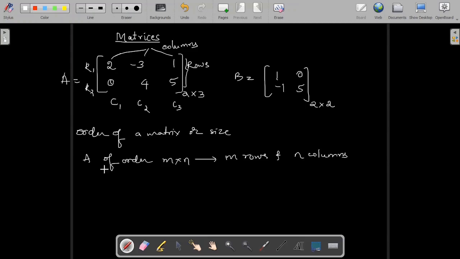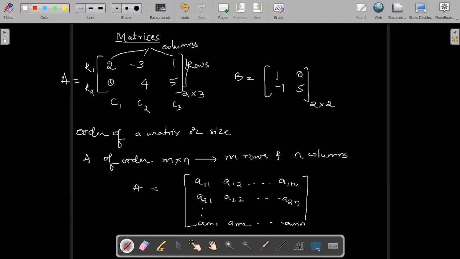So generally when you have a matrix A of order m by n, that means there are m rows and n columns. An m by n matrix is represented as A11, A12, so on up to A1n, because there are n columns, A21, A22, so on up to A2n, and here Am1, Am2, so on up to Amn. In general, I can represent it as Aij, which is of order m by n. i ranges from 1 to m, j ranges from 1 to n, all natural numbers here.